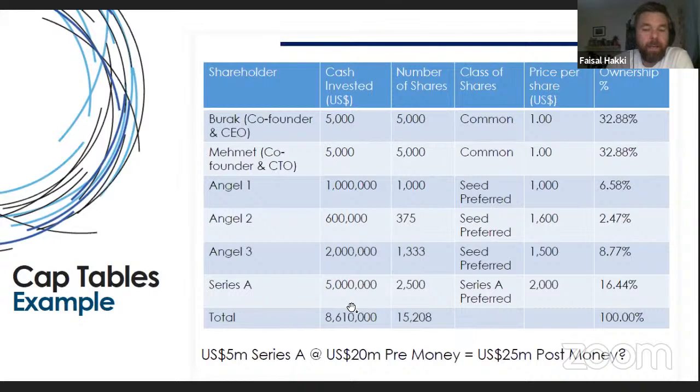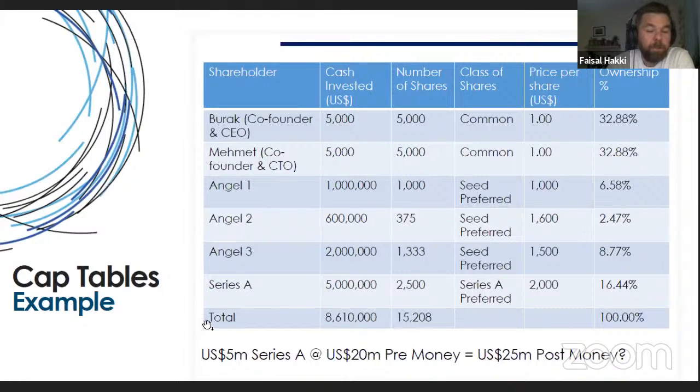And then the Series A guys come in with $5 million at a pre-money of 20 million, so $2,000 per share, and they get 2,500 shares for their investment. You can see the ownership percentages here. Burak and Mehmet still retain quite a hefty part of the company, almost 66%, which is a beautiful shareholding at a Series A level. And then the rest are as shown here.